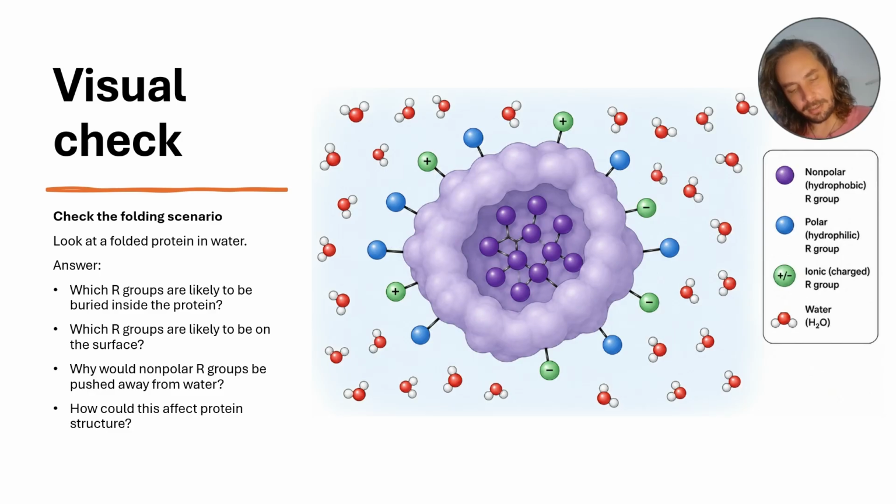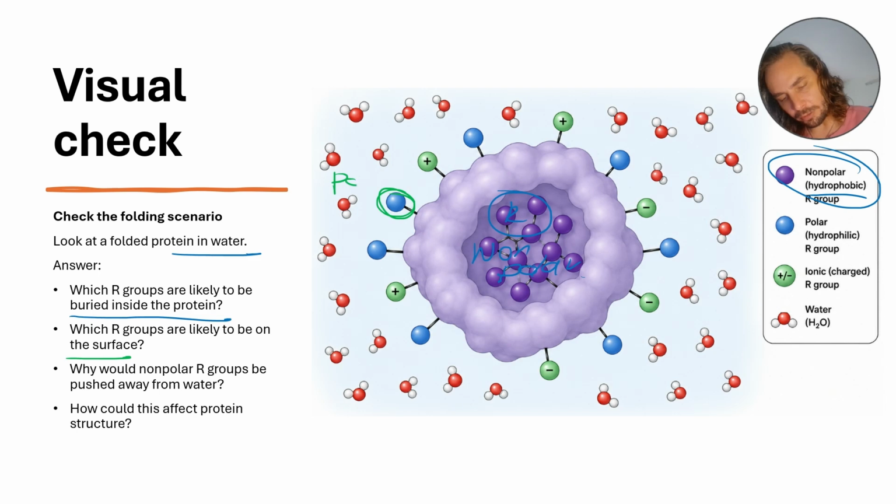So for a visual check, consider the following scenario. Look at the folded protein in water. Which R groups are likely to be buried inside the protein? The ones that are non-polar or hydrophobic. So all my R groups that are non-polar would tend to be on the inside. The ones that tend to be on the surface could be my polar groups, because they interact with water well. They would form hydrogen bonds with water.